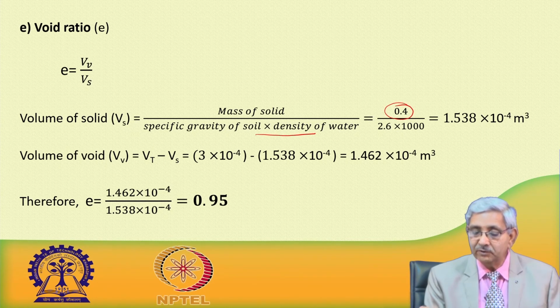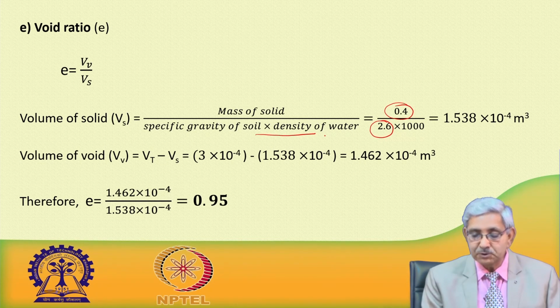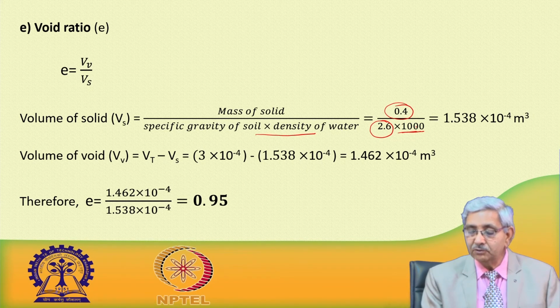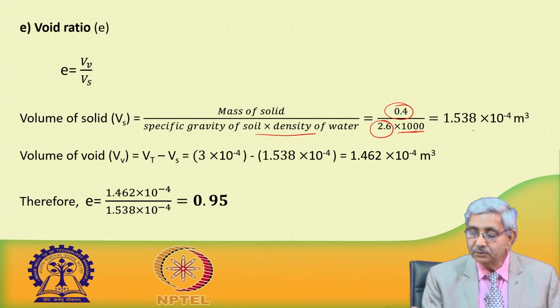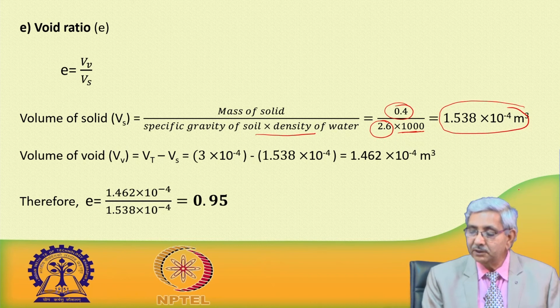This is already given in the question. We are given the value of specific gravity as 2.6, and we know the density of water is 1000 kg per cubic meter. So, when we compute this value, we get 1.538 into 10 to the power minus 4 cubic meter.